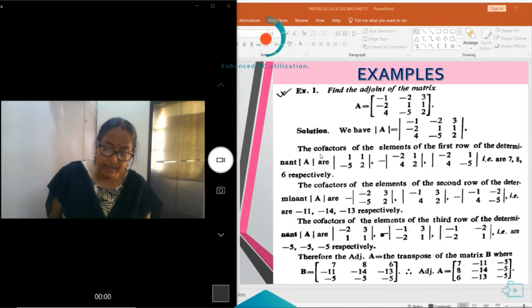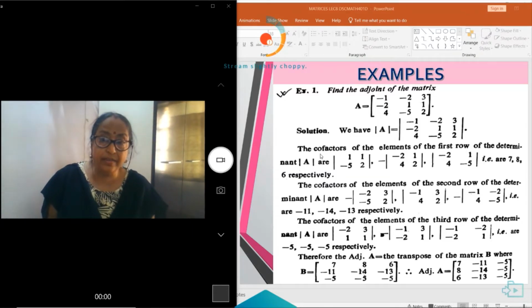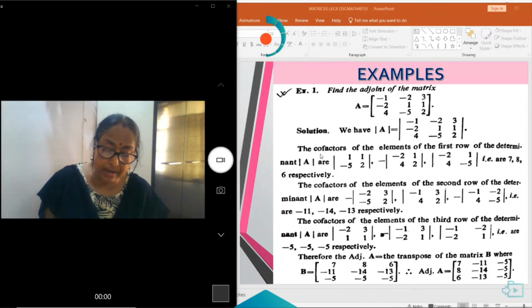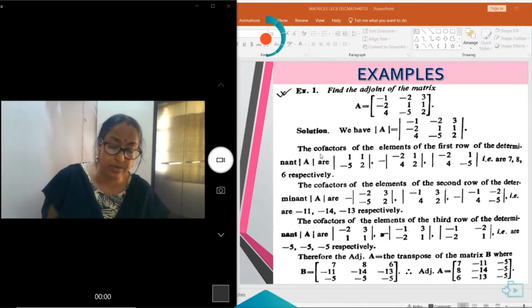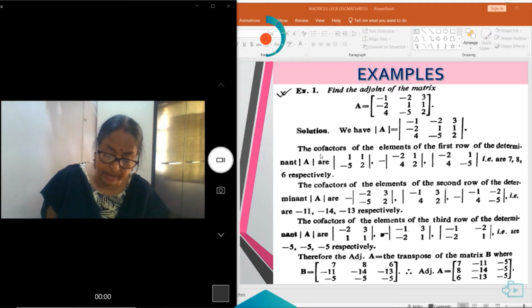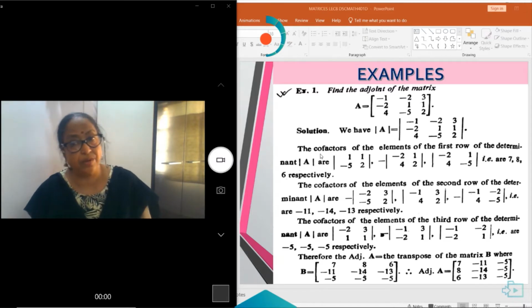So for adjoint A, for A11 you should take leaving the first row and the first column. We get the value of the cofactor and that is called A11. So A11 is the value of the determinant obtained by 1, 1 and minus 5 and 2. Similarly, capital A12 can be found out by leaving the first row and the second column. That is minus 2, 1, 4, minus 5, and so on.